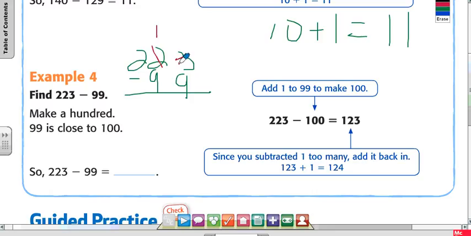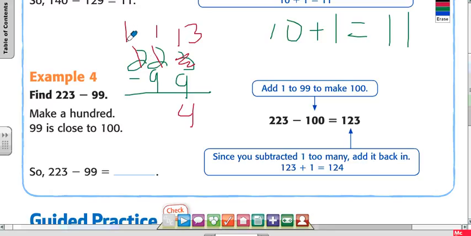And instead of 3, I have what now? 13. Because I borrowed 10 from the tens place. So 10 plus 3 is 13. So 13 minus 9 is? 4. Now I have 1 minus 9. Can I do that? No, I'm going to borrow from the 2. Okay.